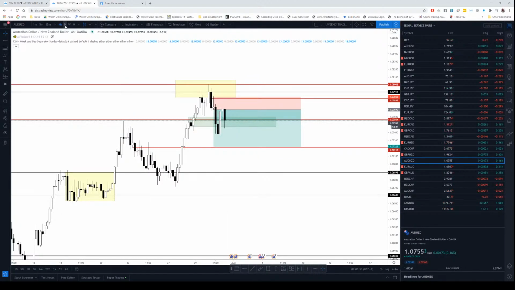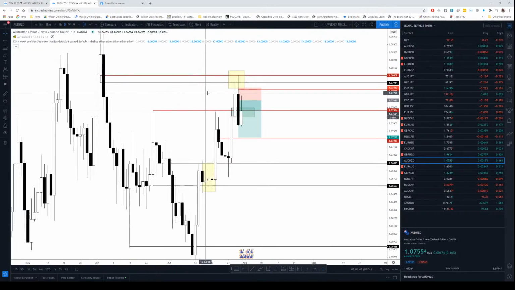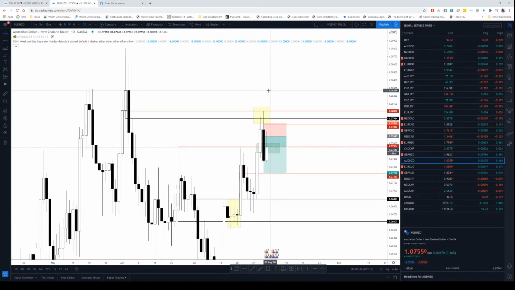On the daily, we did get a rejection on there. That's why I like it. It's an engulfing candle. Engulfing candles are very powerful. If you see an engulfing candle, look into it because it's very powerful. Once you see them, look into them because they contain a lot of information. All right, so that's where I'm shorting and I'm looking for a continuation to the downside.